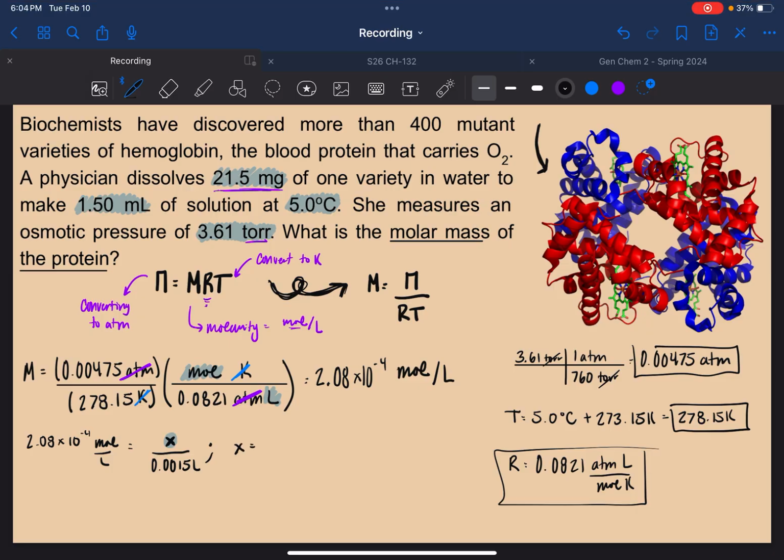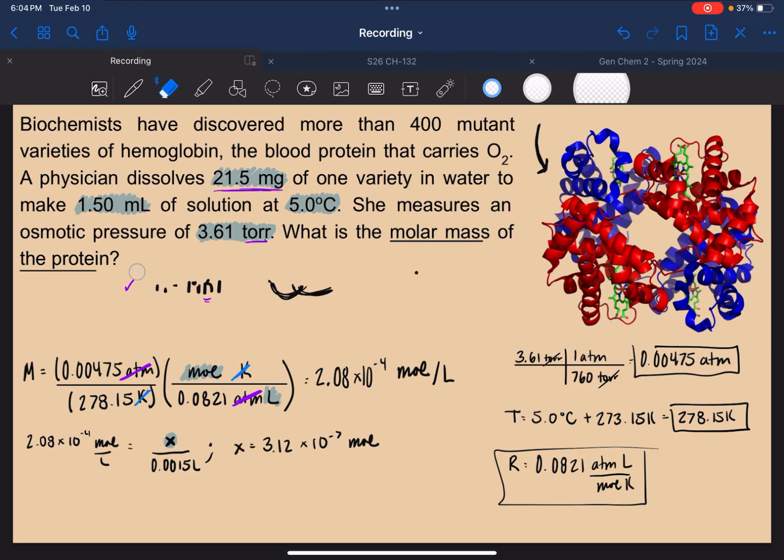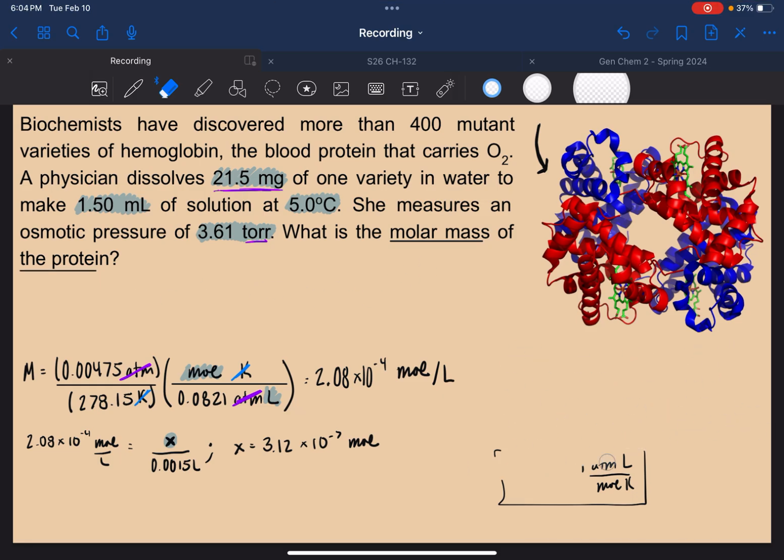And you should also see at the same time that your liters are going to cancel out. So x will carry the unit of moles, which is 3.12 times 10 to the negative 7 moles. All right. So far, so good. We are getting a little crowded, so I'm just going to make some space. We already did this part. Luckily, this is a video, so you can always pause and go back and look at your notes.